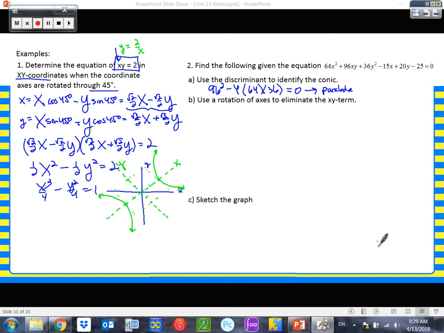Okay. So now it says use a rotation of axes to eliminate the xy term. Okay. So here's where we don't know. We don't know what the angle measure is, so we're going to have to look for it. So we're going to have to use our little formula. Cotangent of 2 phi equals a minus c over b. So 64 minus 36 over 96. Okay, that's my formula. And that's going to be 7/24.